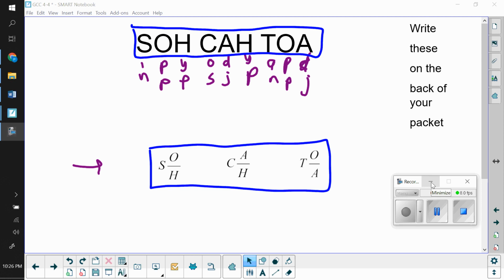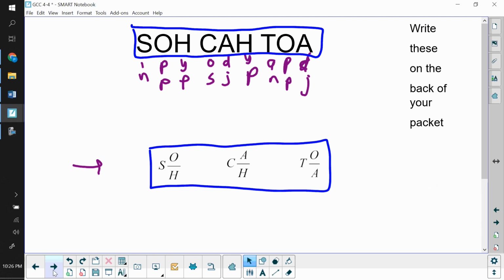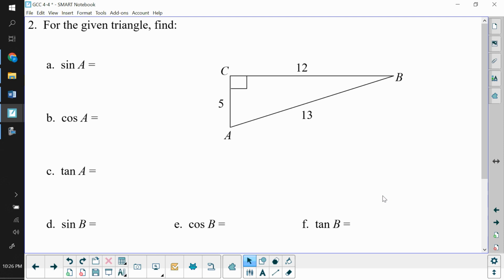So today we'll practice using these ratios. Going to the next slide, we've got a triangle and they gave us all the sides. I'm going to write right on top here so we have it. Sine is opposite over hypotenuse, cosine is adjacent over hypotenuse, and tangent is opposite over adjacent. SOHCAHTOA is the little saying to help remember that. Now you need to know how to spell it or else it's useless.